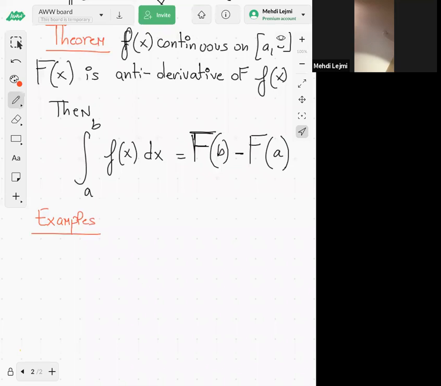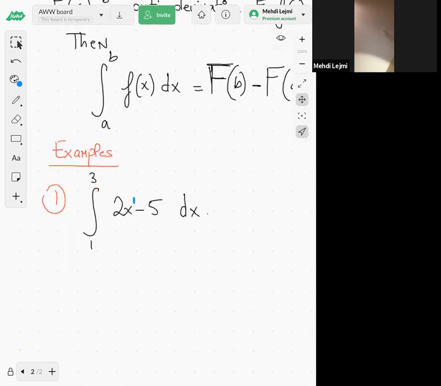Okay, so now let's do a couple of examples. Let's do this example, as I said, 2x minus 5, if I remember correctly, from 1 to 3 dx. I want to compute this definite integral using our formulas. In the formulas, guys, you can see there is this x here. This is x to the power 1. Now, how can I compute this integral?